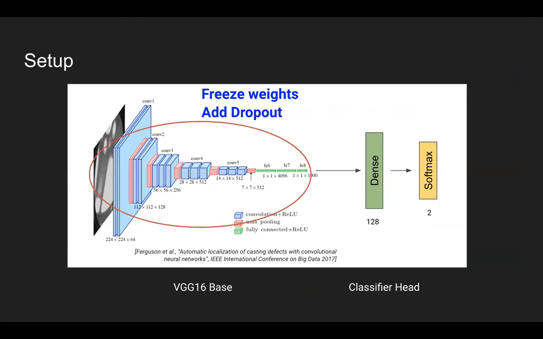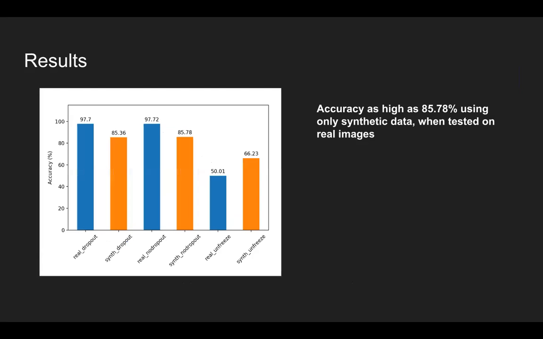We test whether keeping the VGG16 base weights fixed and the addition of dropout into the network have any effects on the model performance, but further optimization into optimal network architecture for the synthetic data was not conducted.